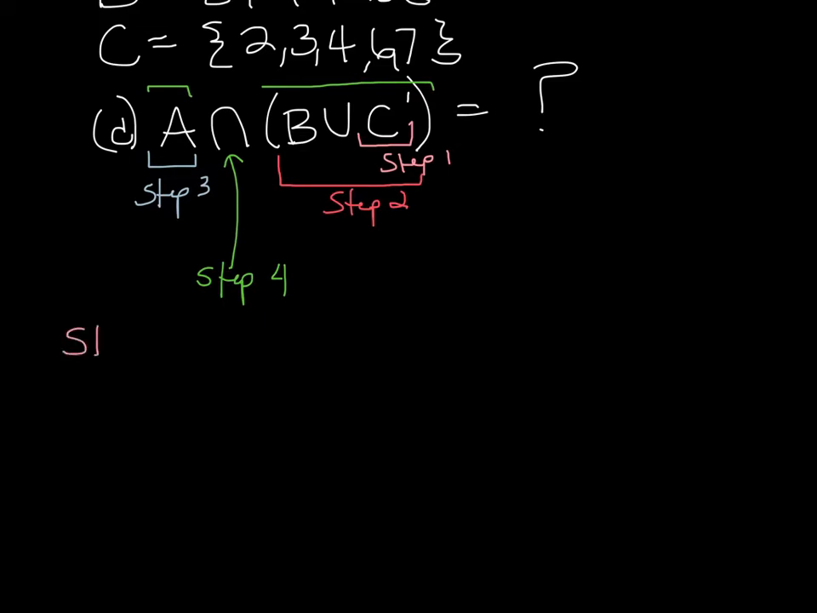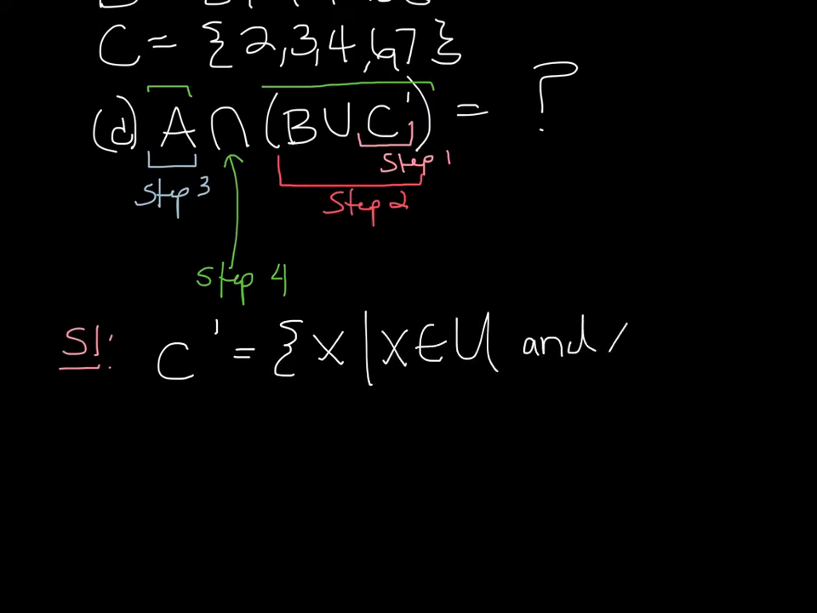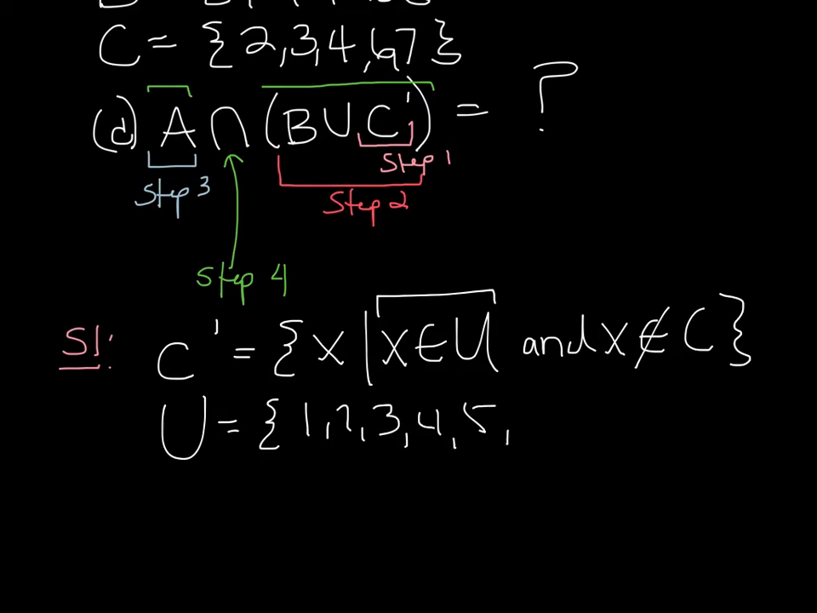Okay, so step 1 is, what is C complement? Well, C complement is all the elements in the universal set that are not in C. Again, remember from set builder notation: all x such that x is in U and x is not in C. Well, what is our U? I believe it's 1 through 9.